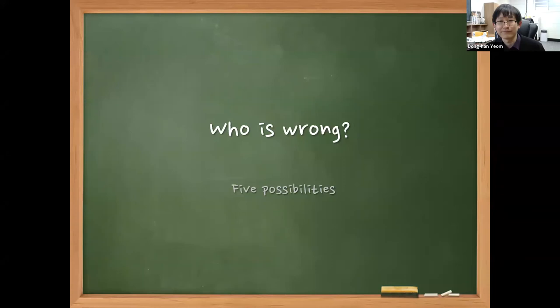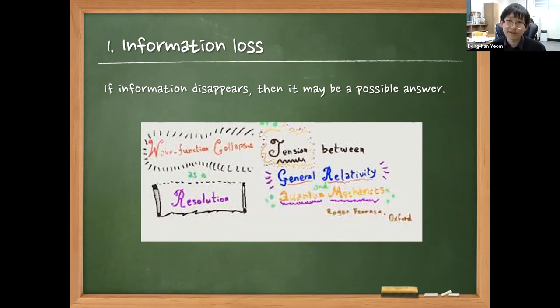So the very first option is information loss. You can believe that there is information loss. If information disappears, then it may be a very nice, easy answer to the problem. Originally Hawking thought information was lost, but later Hawking changed his opinion. However, there are still several people in the world who seriously believe that information is lost.